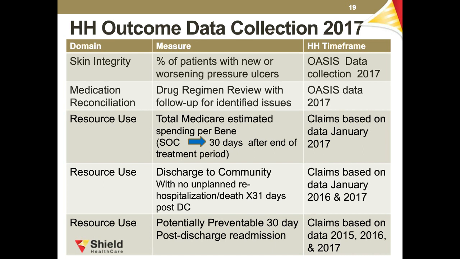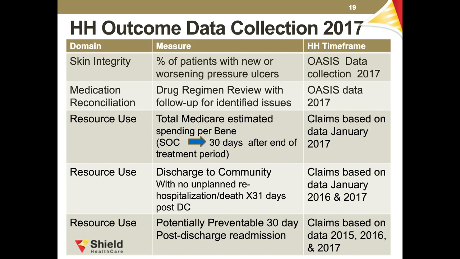And then the 3 resource use areas are the total Medicare spending, estimated spending per beneficiary, looking at it from start of care of an episode, wherever you might be in whatever setting, to 30 days after the end of the treatment period. So it's looking at not only what happened, what were the other expenses while we're providing care, but also the issues beyond that time. And discharge to the community means we want to have no unplanned rehospitalizations and no deaths within 31 days post-discharge. So you'll see as we look at some of these, that's why the risk adjustment is so important, and we only consider those patients for which we really can make an impact on this situation. Potentially preventable 30-day post-discharge admissions is looking at a situation of not only during the time we're seeing the patient, but also the 30 days following it.